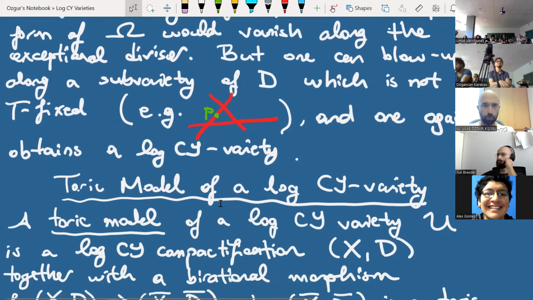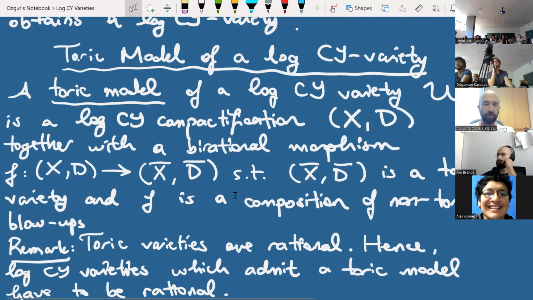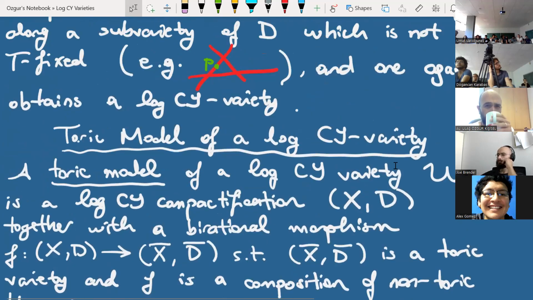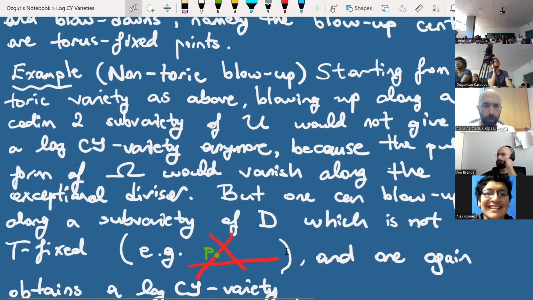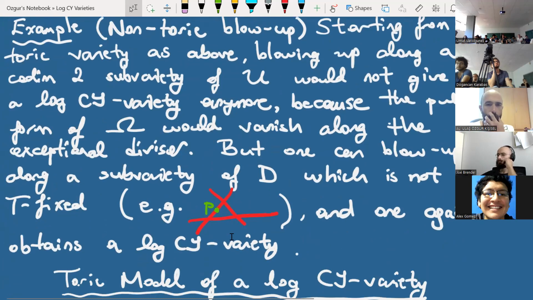Okay, now the definition of a toric model of a log CY variety. I'm going to say for which divisor it's log Calabi-Yau. For which divisor? It is, let's see. The proper transform of the toric divisor, we don't include the exceptional. Yeah, let's see. I think you have to do the strict transform.